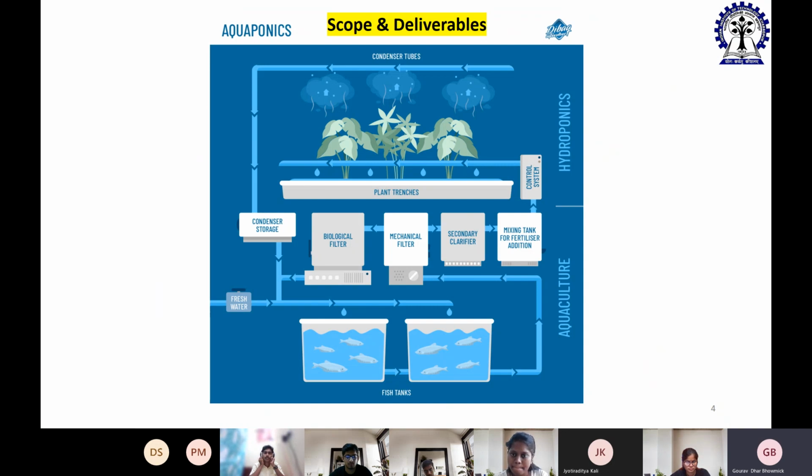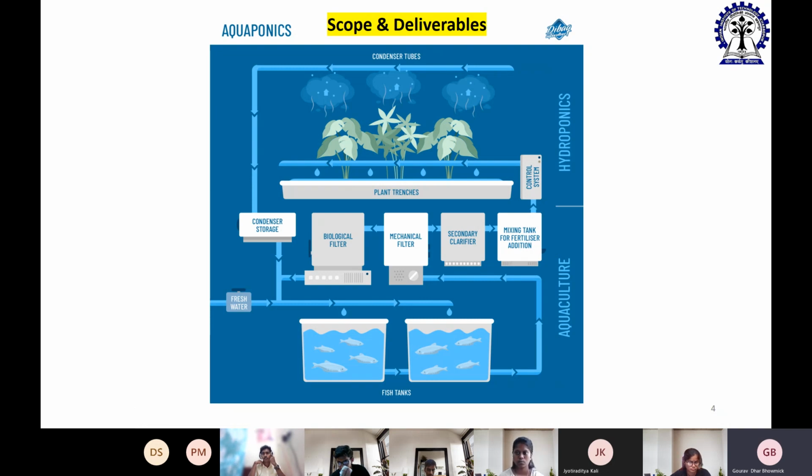Then what are the scopes and deliverables of this project? As I already mentioned, you have to have these plant trenches ready for you. You have to have this condensate storage. You can have your biological filter for treating the wastewater which is coming from the fish tank. You can go ahead with the secondary clarifiers, mechanical filters. You can have a mix tank for the fertilizer addition.